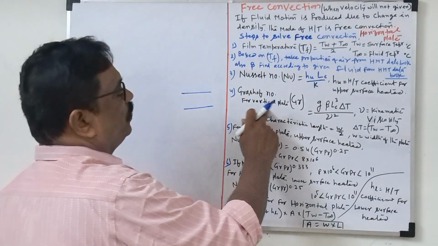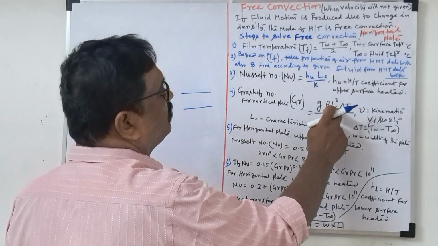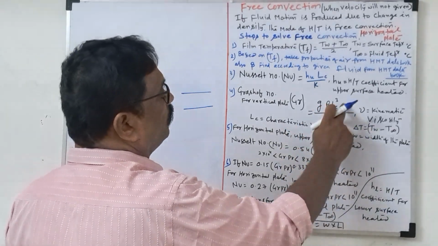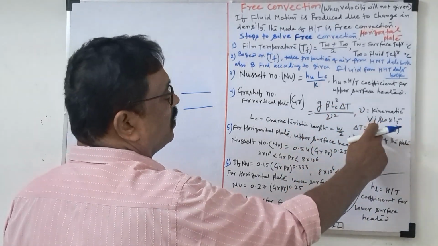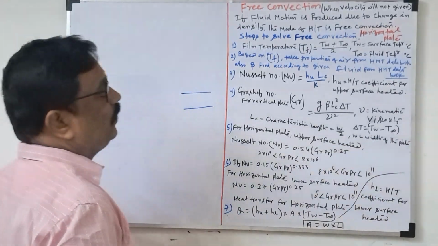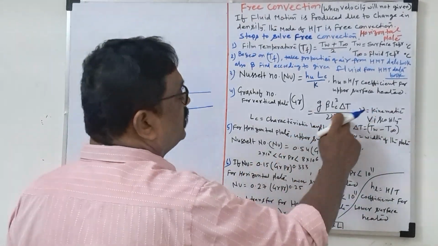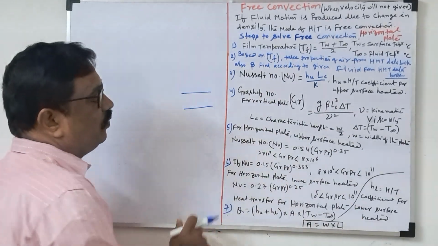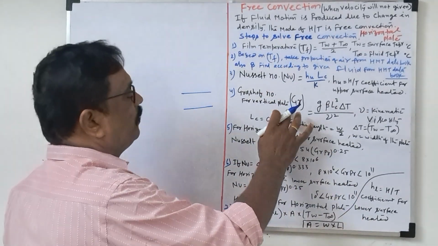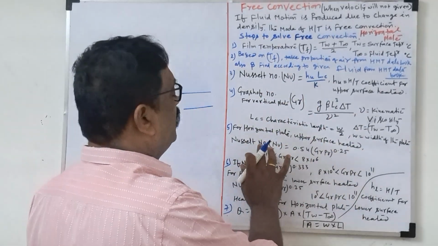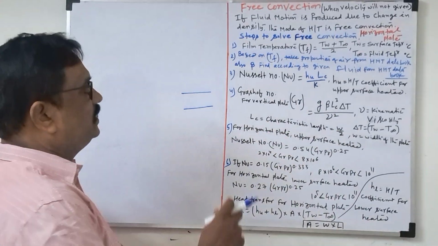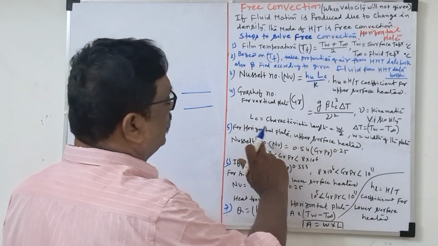Then we find the Grashof number: g beta LC cubed delta T by nu squared, where LC is the characteristic length, W by 2, and delta T, as usual, is surface temperature minus fluid temperature. Nu is kinematic viscosity, K is thermal conductivity. After finding the Grashof number, we find the product Gr Pr. Then we check the status of the fluid.